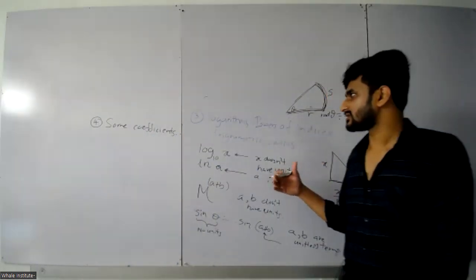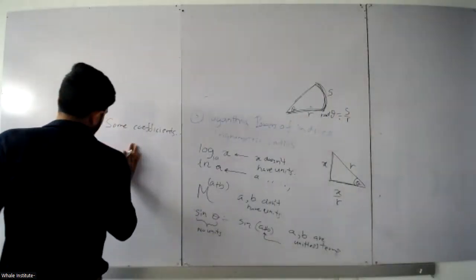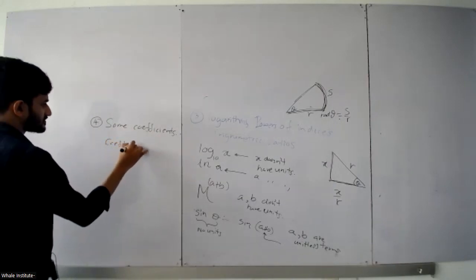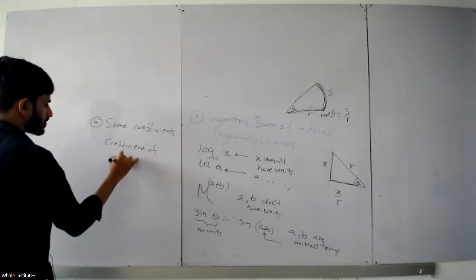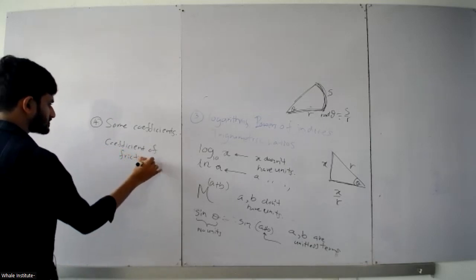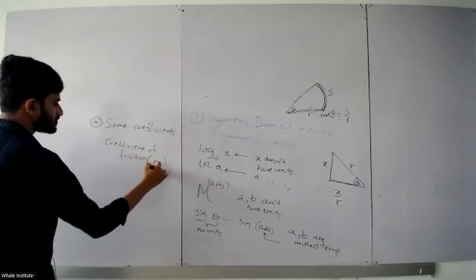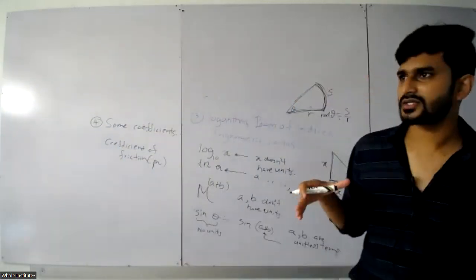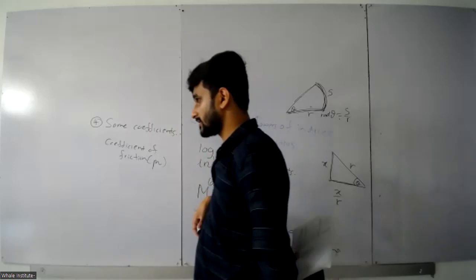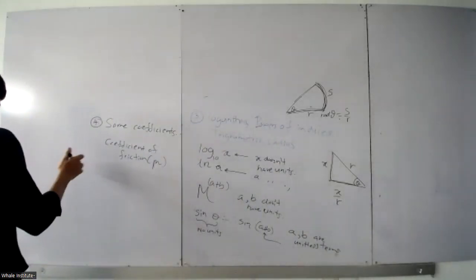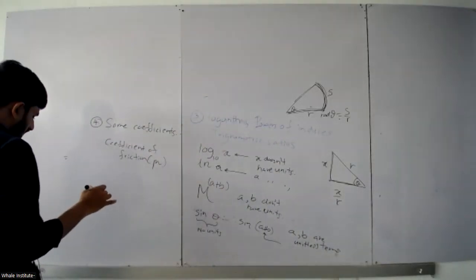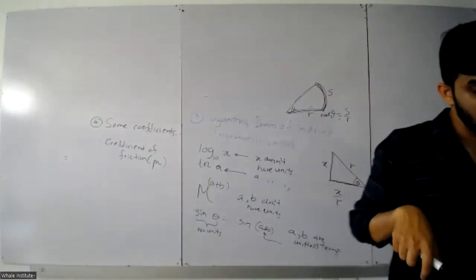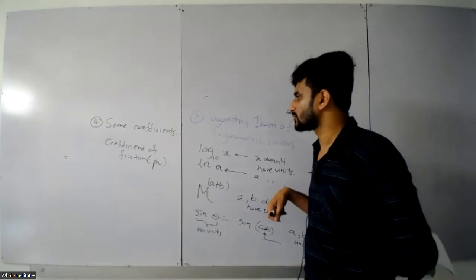Then as an example, coefficient of friction, right? Coefficient of friction, known as mu, you know, the ratio between two forces. So if we are expressing mu as F over R, right? The force we are applying and the reaction force by the surface, that's mu.